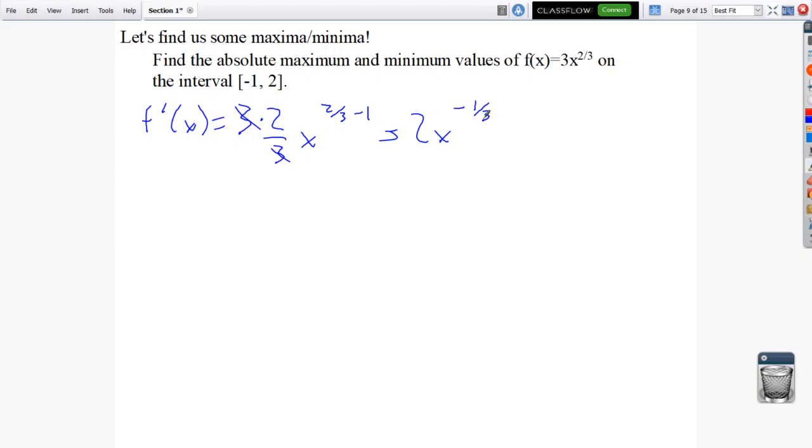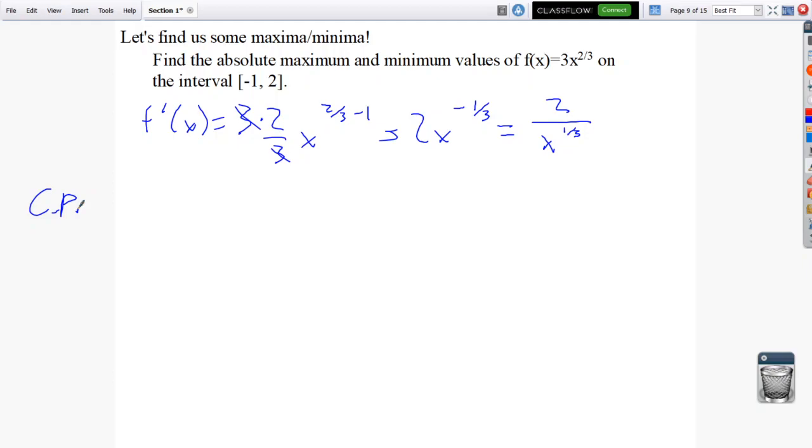And last chapter I told you that you didn't have to simplify anything. Now here's where you want to write everything as a singular fraction with positive exponents. So we're going to call this 2 over x to the 1/3 power. And the reason we do that is so that we can find our critical points really easily. Our critical points exist where the derivative is either 0 or undefined.